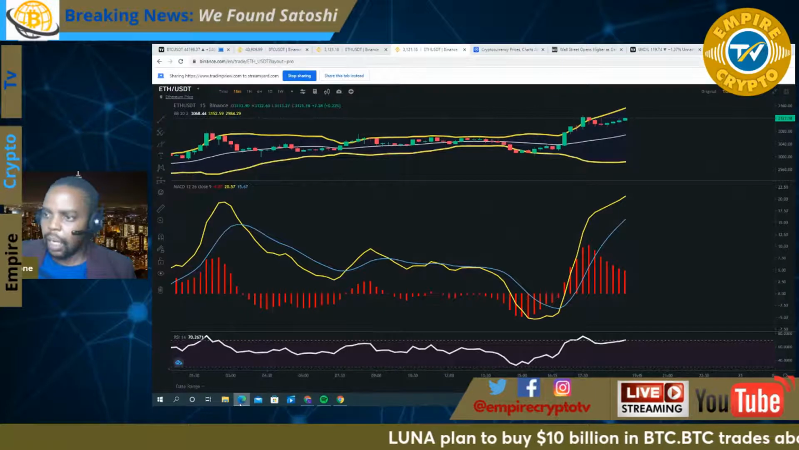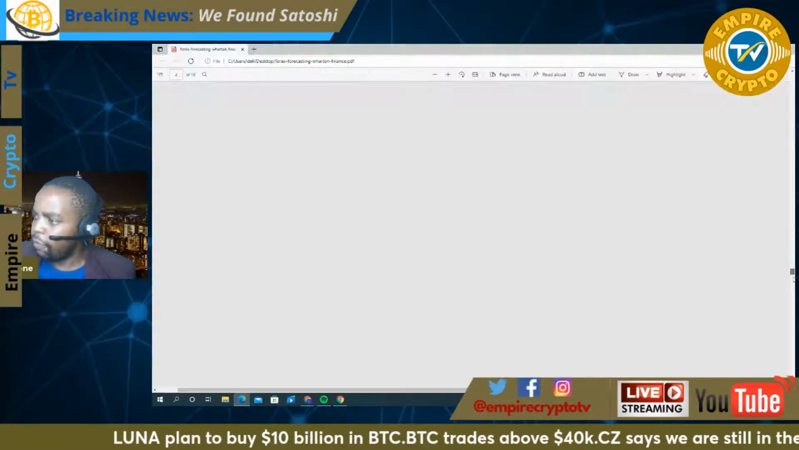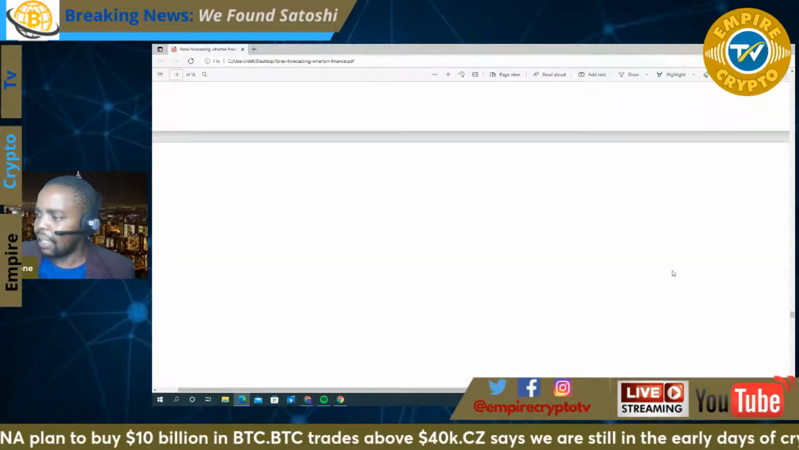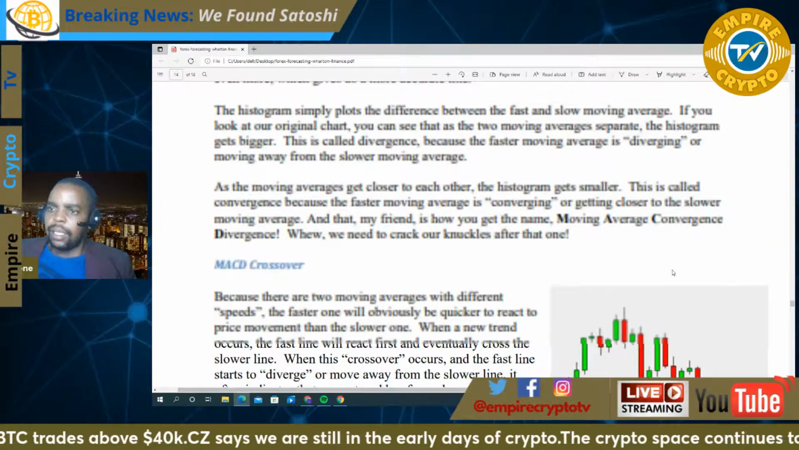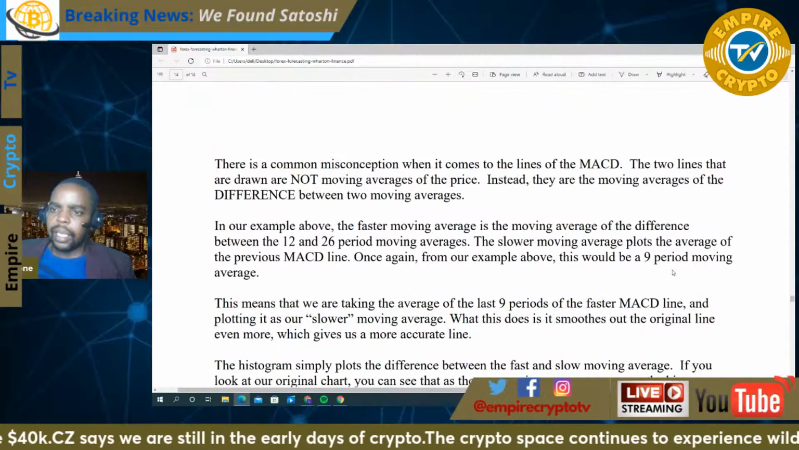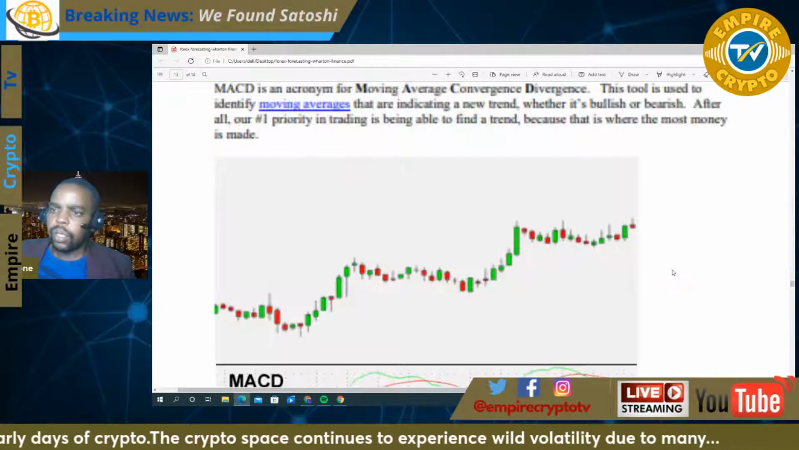I just want to go a little deeper about moving averages. Okay, there is more information regarding this indicator right here. It speaks also with crossover as well.